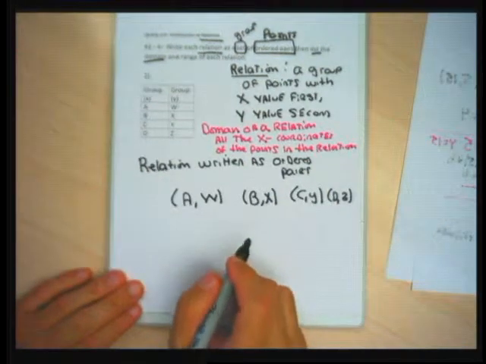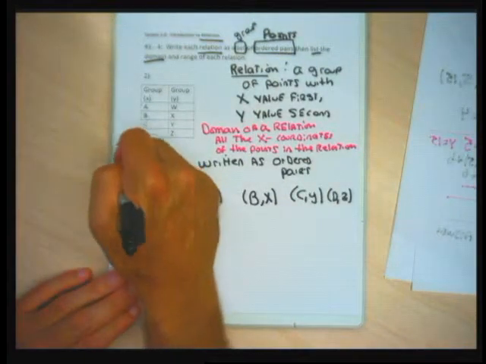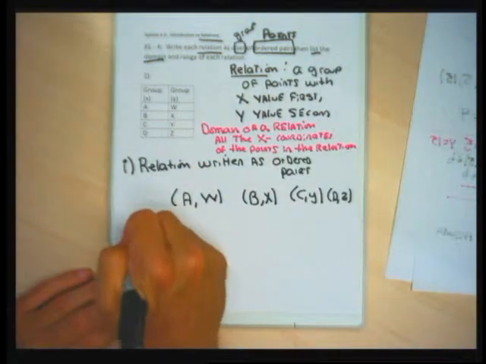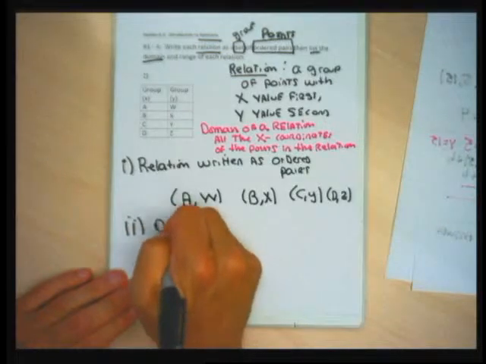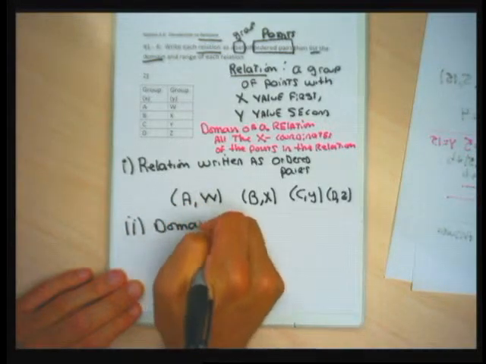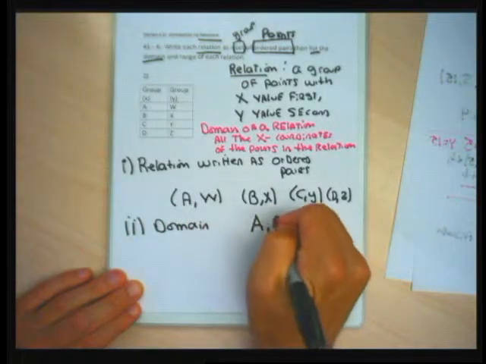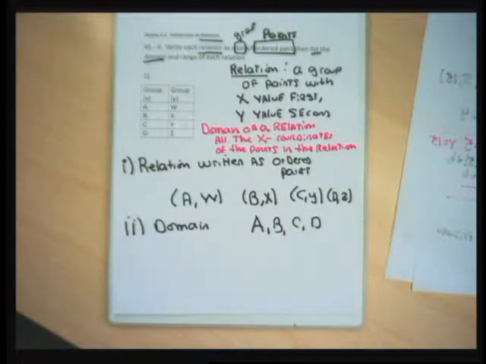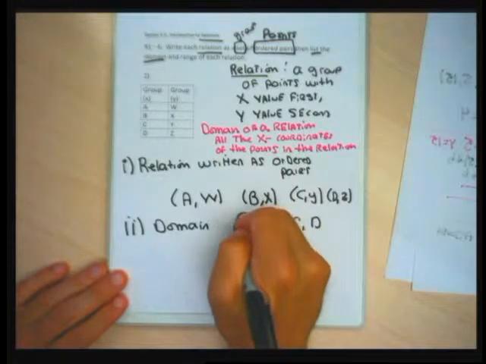So of the 3 things that I needed to do for problem 2, first I needed to write the relation as a set of ordered pairs. Second, I'm asked to find the domain. The domain is just the A, B, C, and D. If I want to be mathematically elegant with my answer, I would put some sort of grouping brackets to enclose those letters together. And the brackets that we usually use are called set braces.